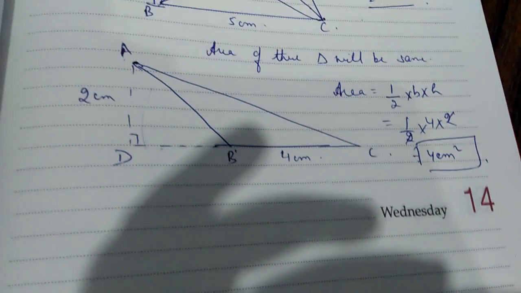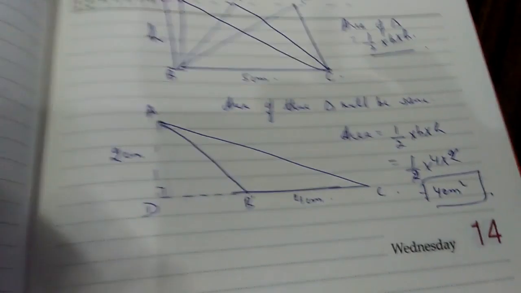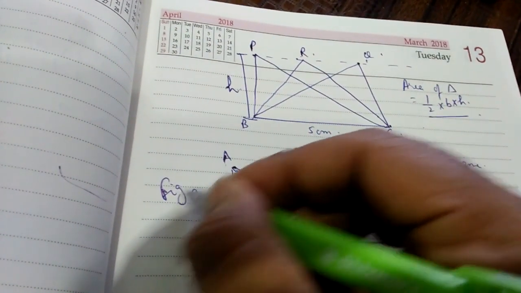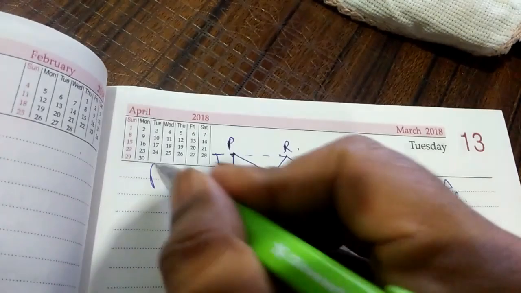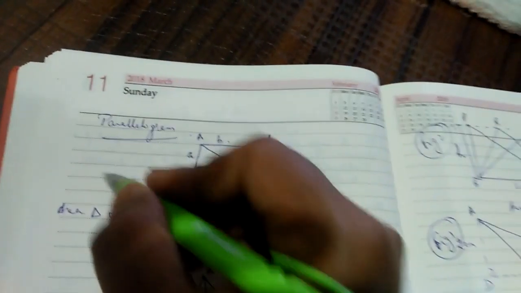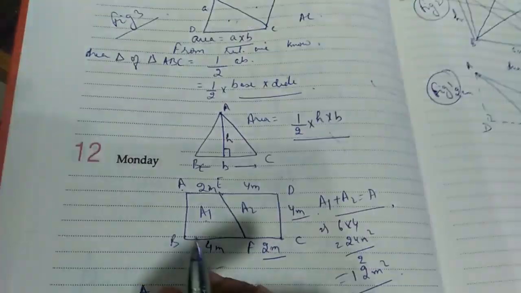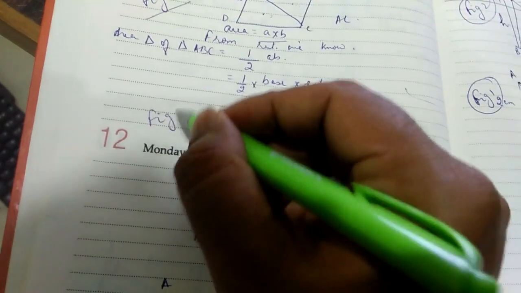So I think these many figures will do. Let's say this is figure 1, let's say this is figure 2, let's say this parallelogram is figure 3. Let's say this particular figure is figure 4.